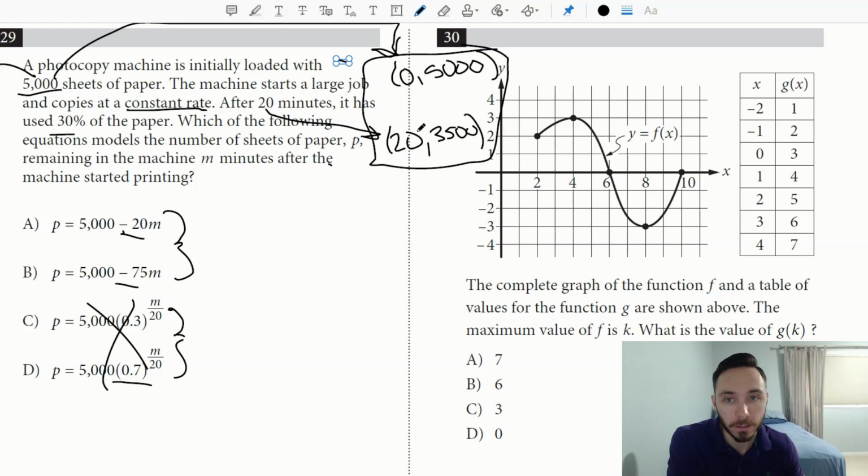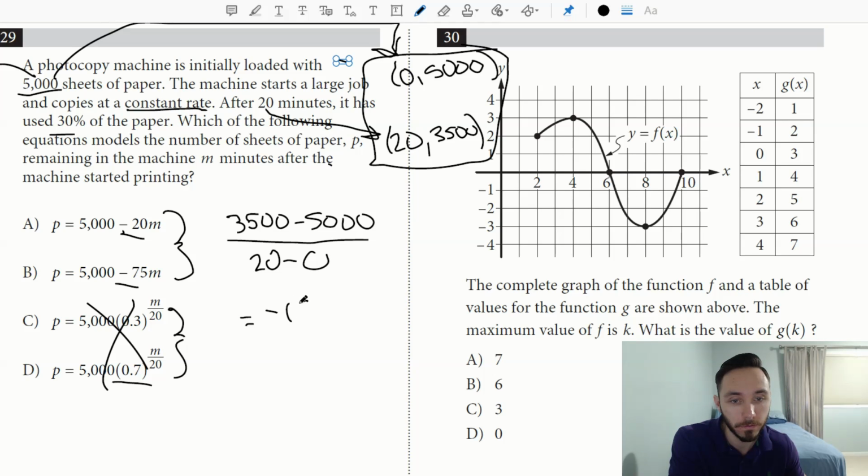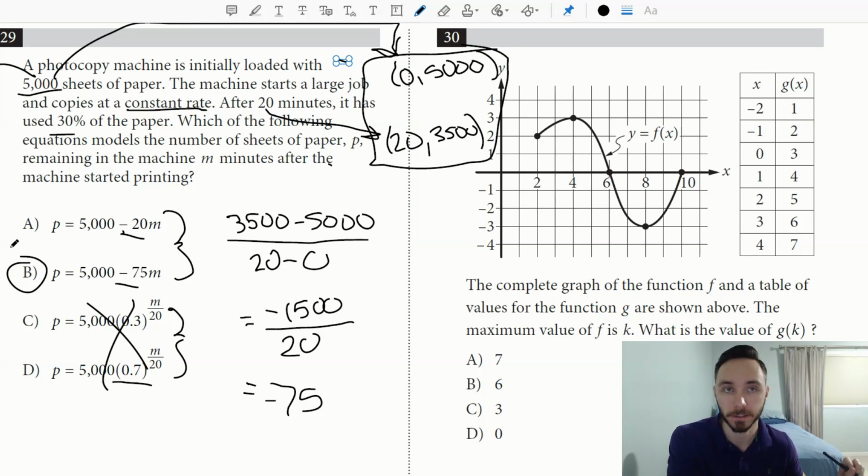Okay, so I just cleared up some space here. Just finding the slope. Let's do change in y over change in x. So 3,500 minus 5,000 is my change in y, and my change in x would be 20 minus 0. That's some easy math there. This is going to come out to be negative 1,500 over 20. I could sit here and do long division, but this is the calculator portion, so it's faster to check with the calculator. The calculator tells me that this comes out to negative 75, making choice B my final answer.